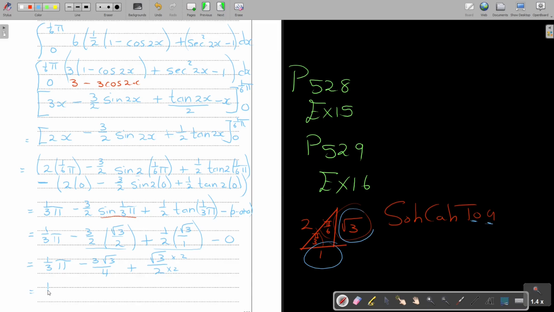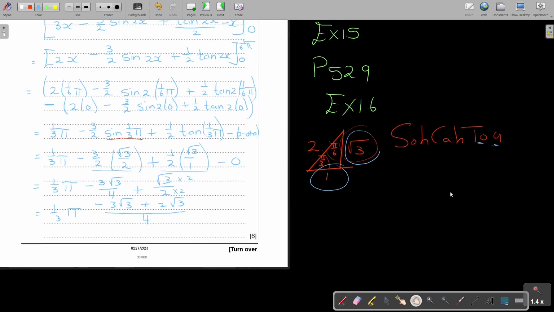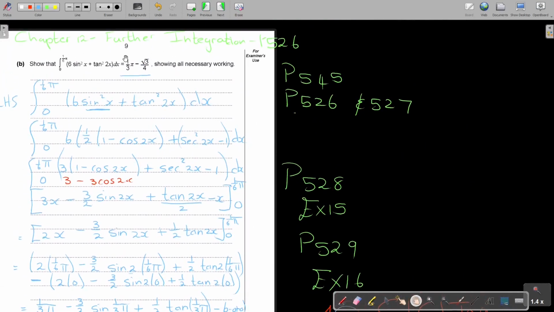So it's going to be 1 over 3 pi minus 3 square root 3 plus 2 square root 3, and that will all be over 4. Okay, so if I simplify that further, it's going to be 1 over 3 pi, or pi over 3, which is the same, minus square root 3 over 4. So let's just go there. Pi over 3 minus square root 3 over 4.